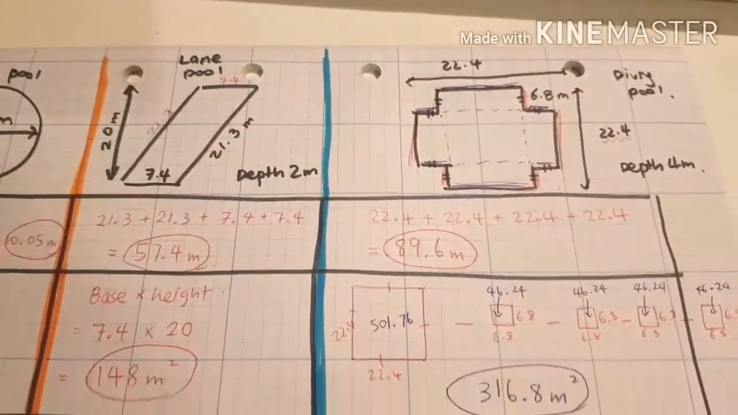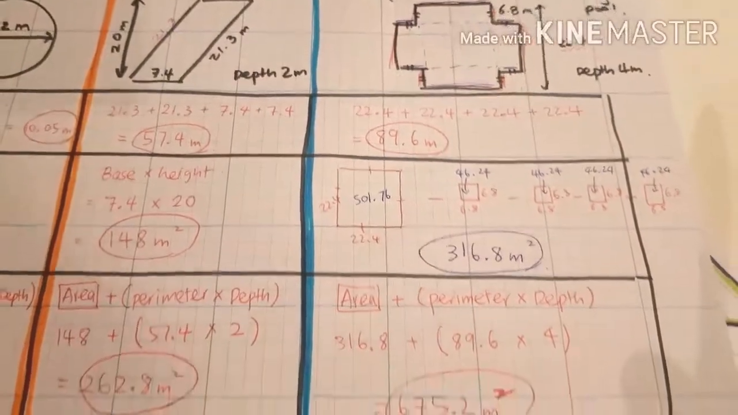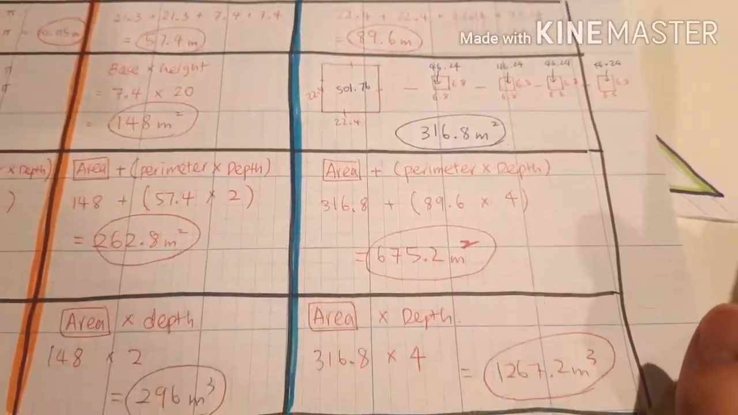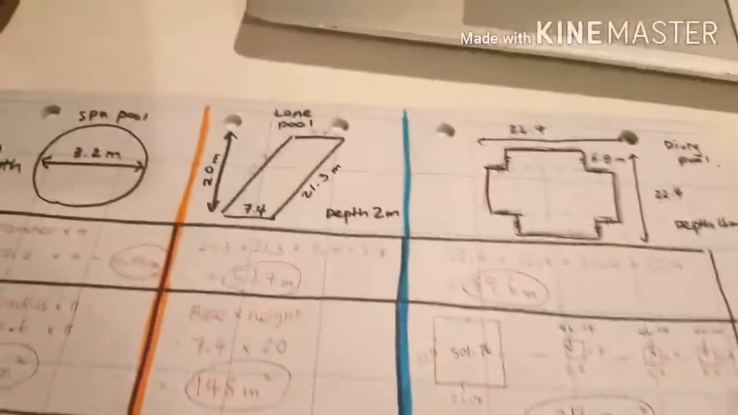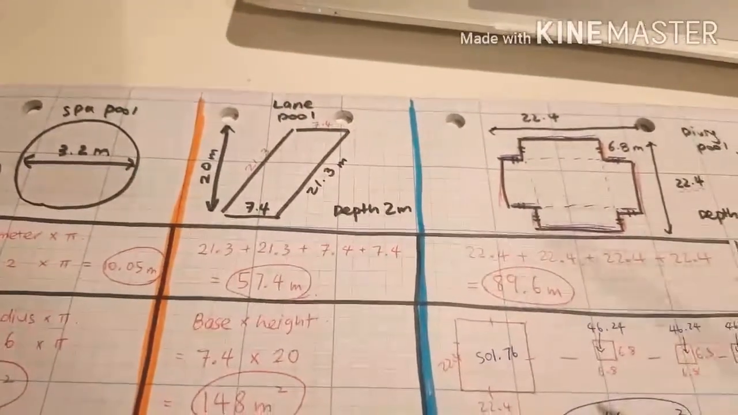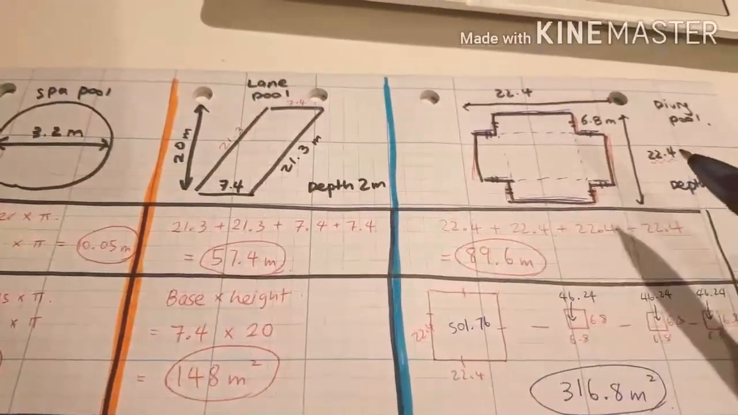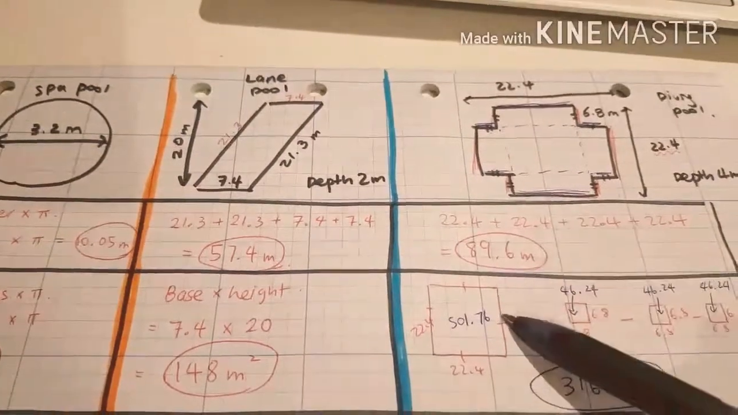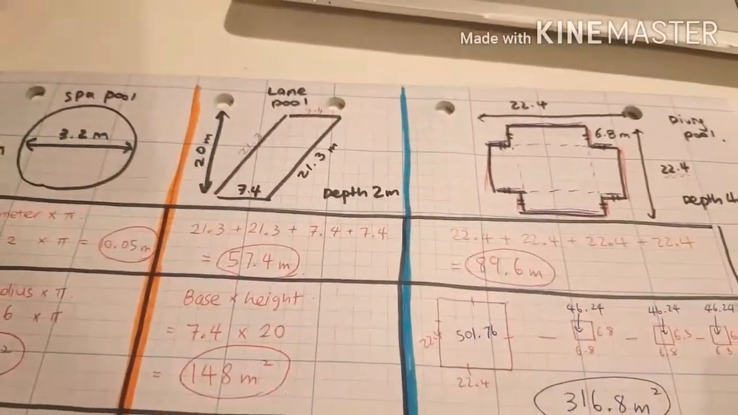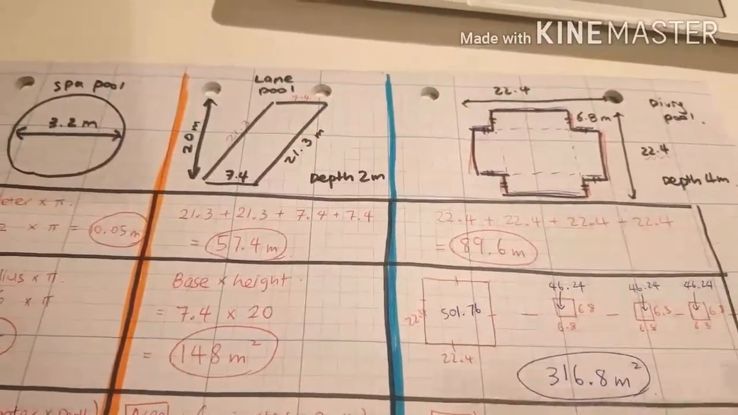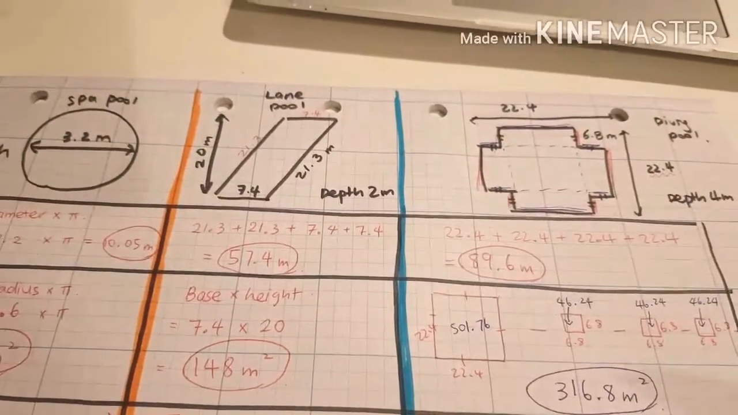I hope my worked solution helped you to get the values. So remember, you need to know this. You need to know how to find the perimeter, area, surface area, and volume to pass the standard.